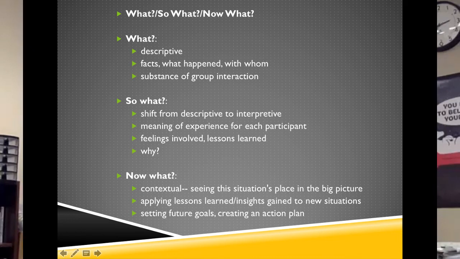And then lastly is the now what, and this is taking it to the next step. This is seeing the context of what this is. It's applying the lessons to new situations, and so on and so forth. So this would be an example of one protocol that can be used.